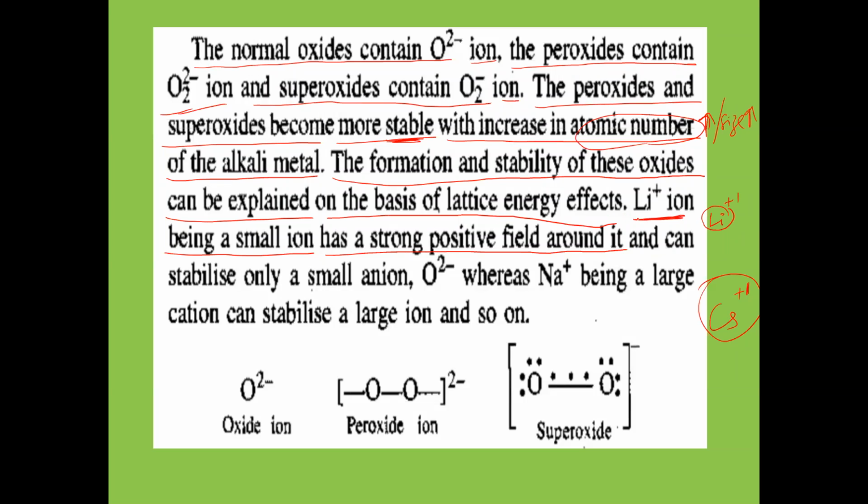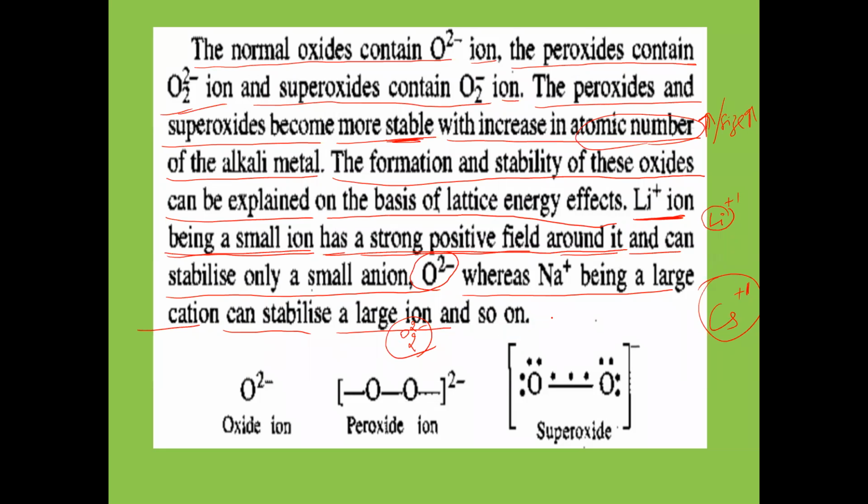So lithium ion, being a small cation, has a strong positive field around it and can stabilize only a small anion. O minus 2 is small anion here. So O minus 2, small anion, can be stabilized by Li plus. Whereas Na plus being a large cation, it is larger than lithium plus. So this larger Na plus can stabilize a large ion, that is O2 minus 2. O2 minus 2 means peroxide. The larger anion can be stabilized by Na plus.